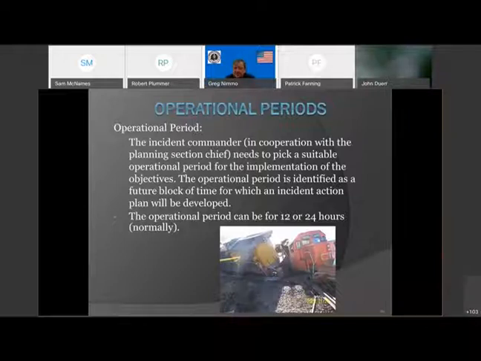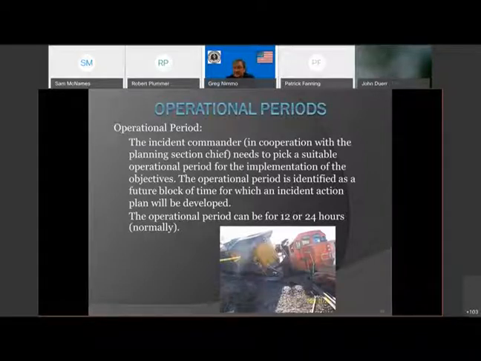But what I want to do is set a forward time where I can start applying these objectives and making this plan available so it can be used. Okay. So an operational period typically is not something that starts the minute the incident commander walks on the scene. An operational period may start 4 hours from there, 6 hours from there.